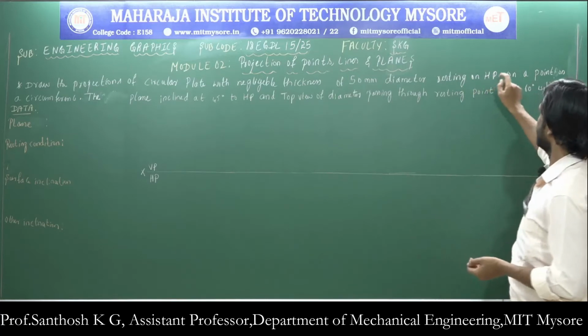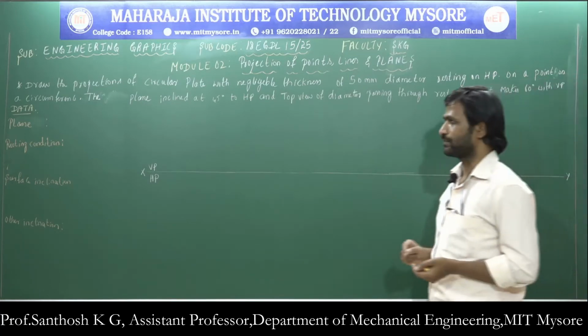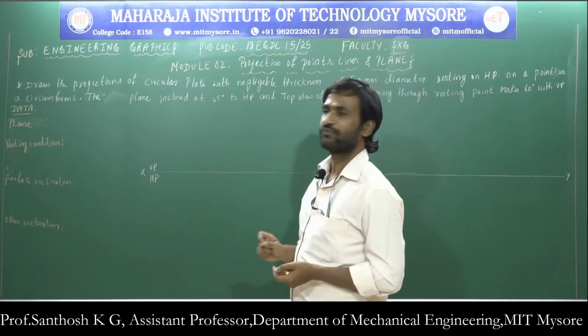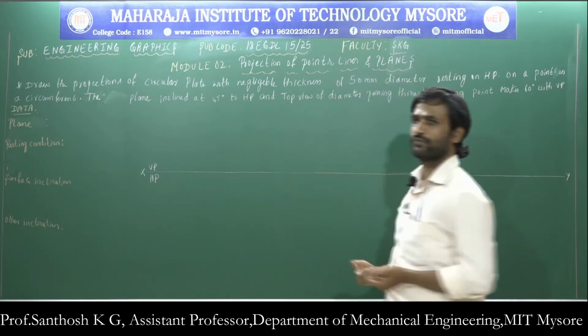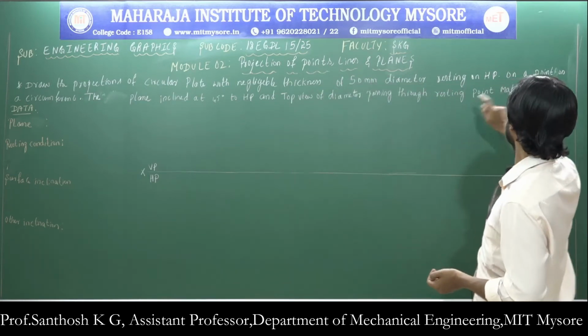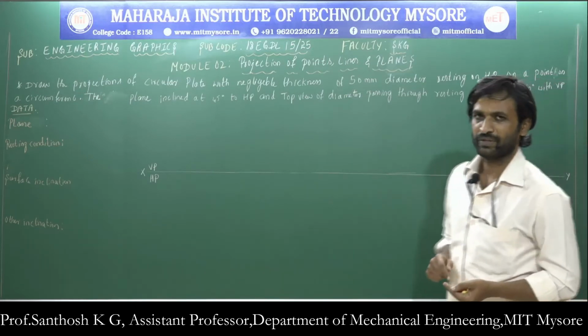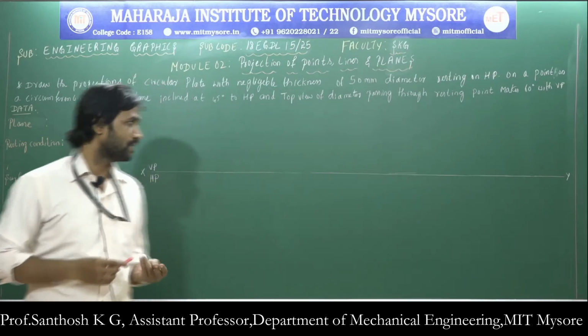diameter resting on HP on a point on the circumference. The plane is inclined at 45 degrees to HP and the top view of the diameter passing through the resting point makes 60 degrees to VP. So, by reading the problem, first let us try to write down the data.